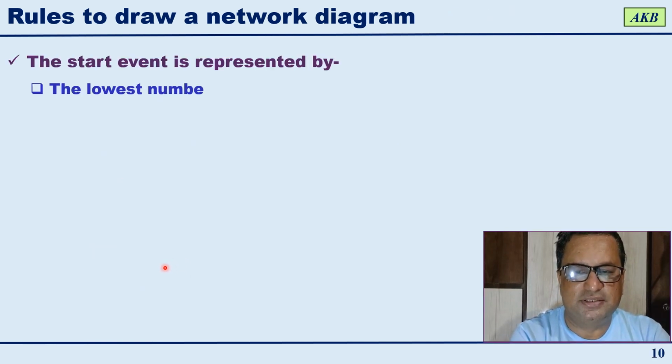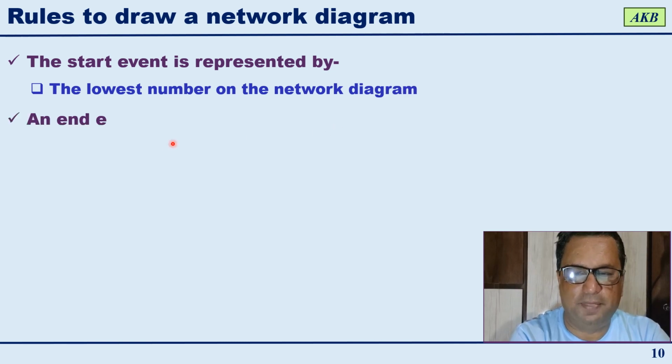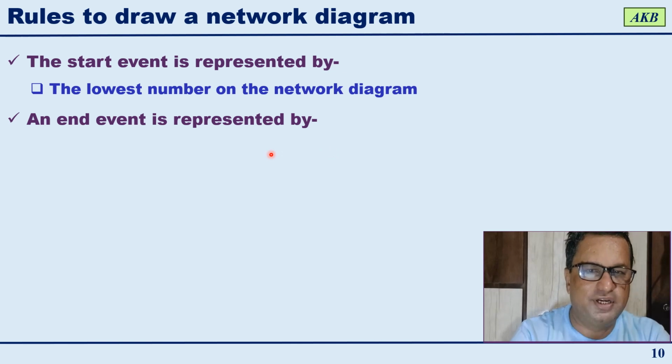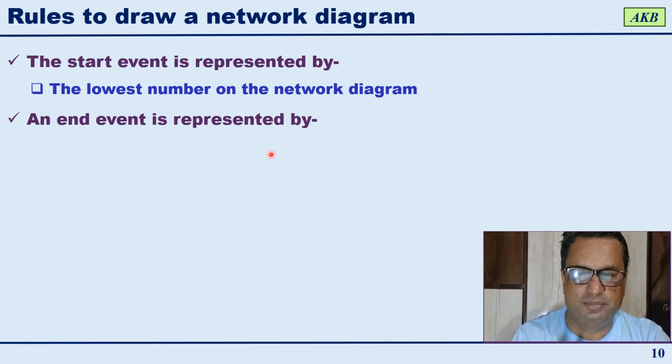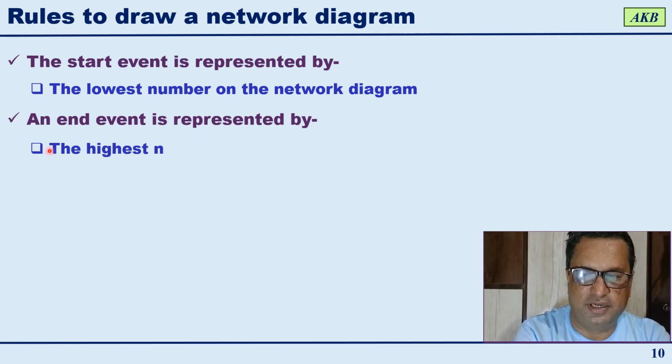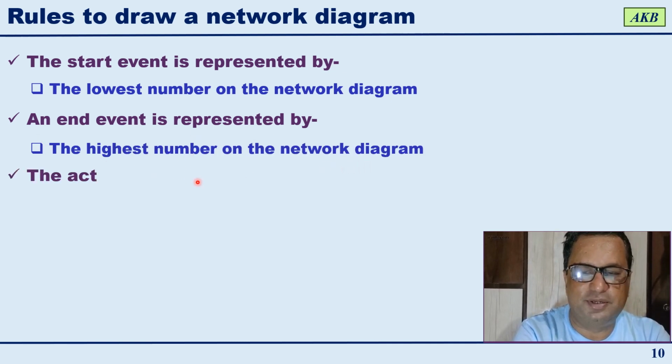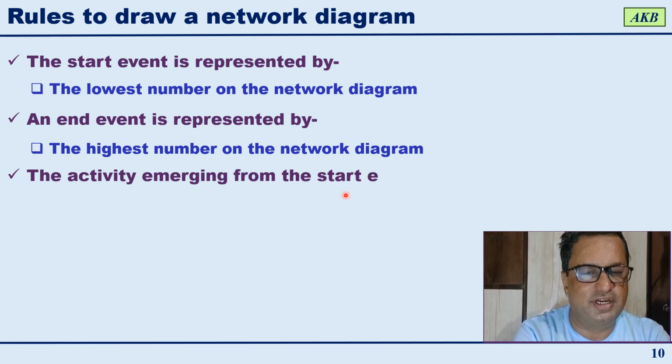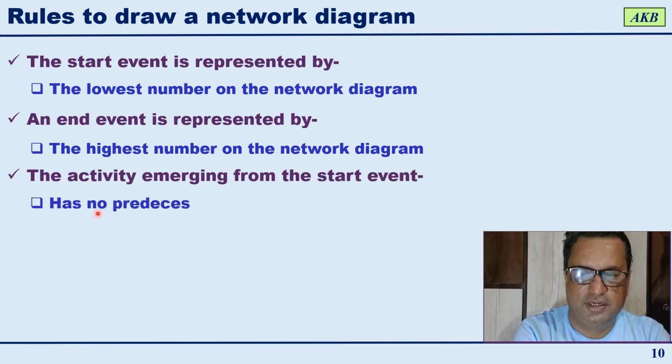Next is, the start event is represented by the lowest number on the network diagram. So when you draw the network diagram, you will be numbering the events, and start event will be that event which will be represented by the lowest number. And end event is represented by the highest number on the network diagram. Again, this is straightforward. The activity emerging from the start event has no predecessor activity.